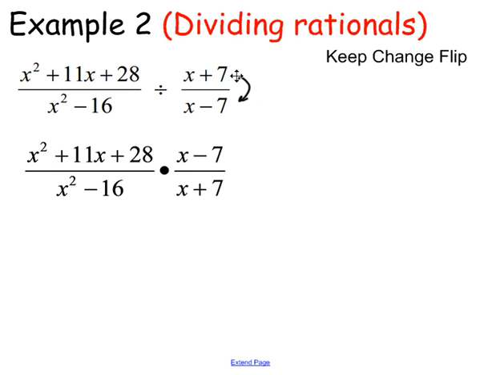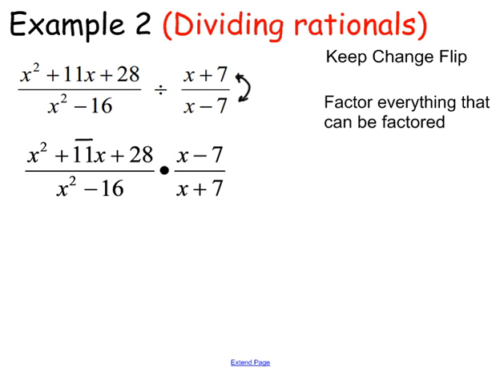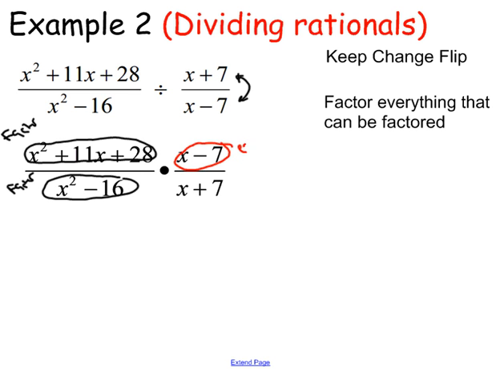So this got flipped, all right? This is not the same thing as that. So this gets flipped. That's the keep, change, flip. Now you're going to factor everything that can be factored. So this could be factored. So we're going to factor this. This could also be factored. This cannot be factored. All right, so this cannot be factored. Cannot be factored. And same thing with the bottom one. This cannot be factored also.